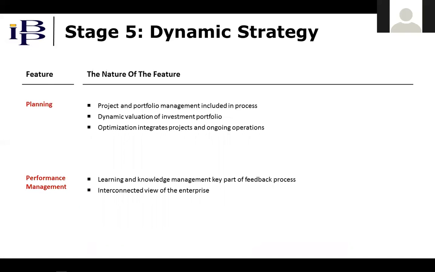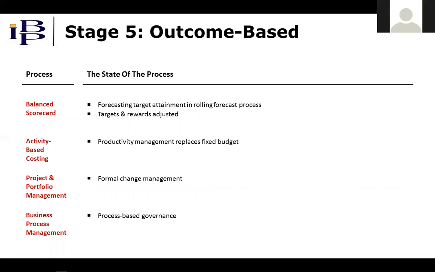From a performance management perspective, we have all we had before, but one of the things as well is you can integrate things like knowledge management into the process as part of the feedback, and have an interconnected view of the enterprise. So if you look at the balanced scorecard process, you're forecasting target attainment as part of the rolling forecast, where you can adjust targets and rewards. So if you integrate the human performance management system, these things are all connected. Productivity management replaces fixed budget.